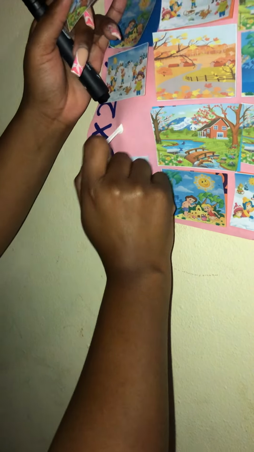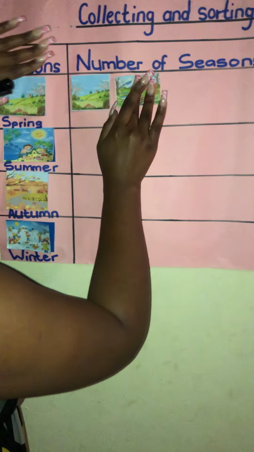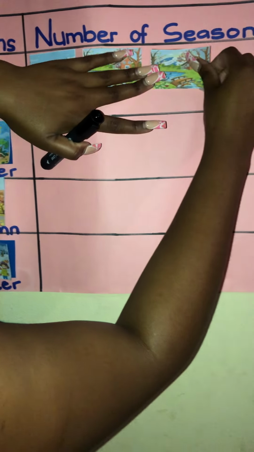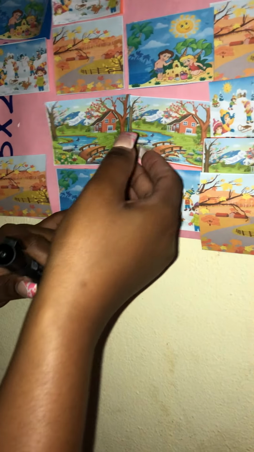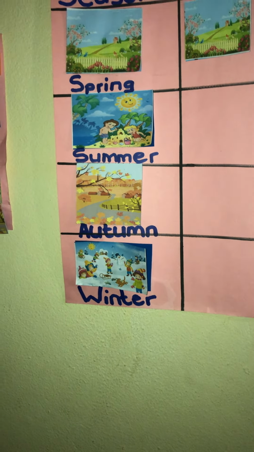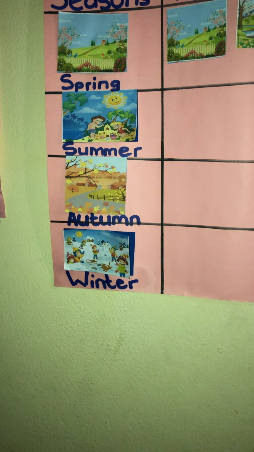Okay. There is another spring season. Place it here. There is the other spring season. Place it here. Can you see any more spring seasons here? Okay, this is the other spring season. We are going to put it here. Where is the last spring season? There is another one. Then we are going to put it here because there is no space now.